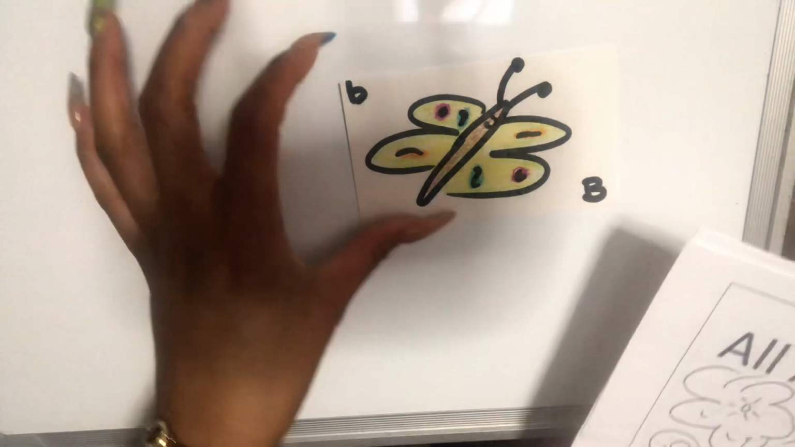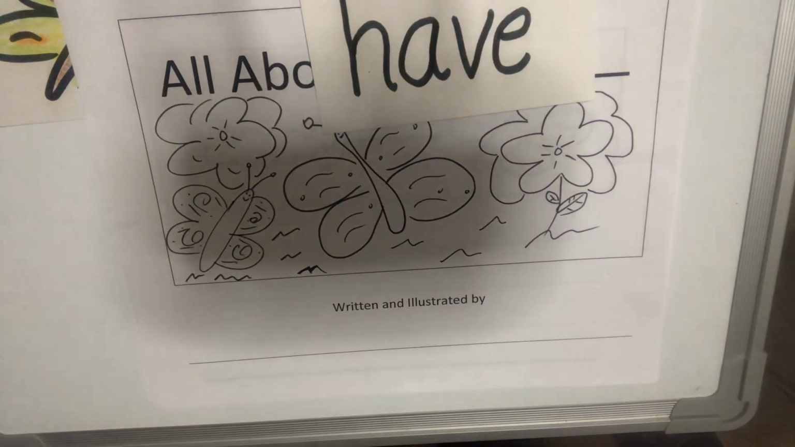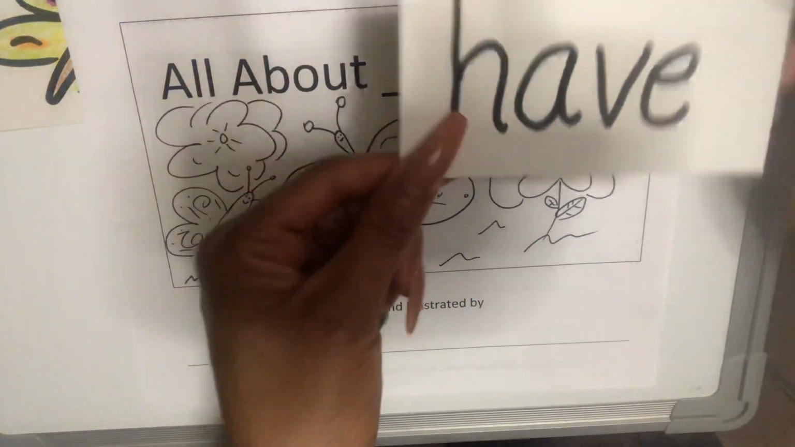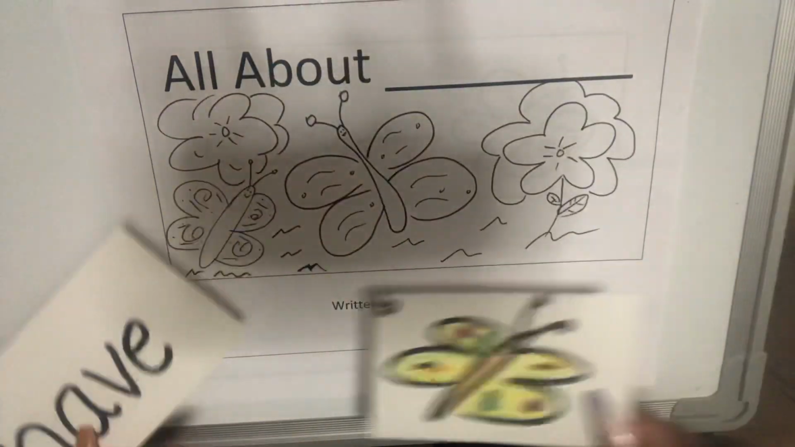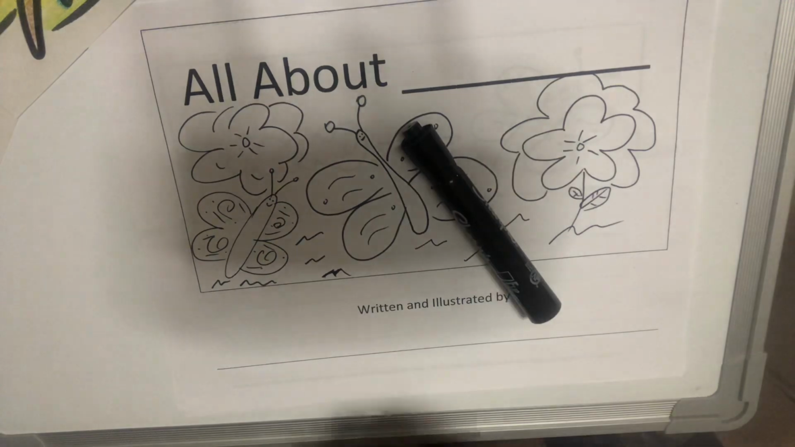And today, I am going to add my labels and sentences across the pages. But I've been looking at our sight word chart, and I want to be able to use the word have in all my sentences. So I took out the word have. I have my butterfly to remind me that my topic is all about butterflies. And I have my pen ready.